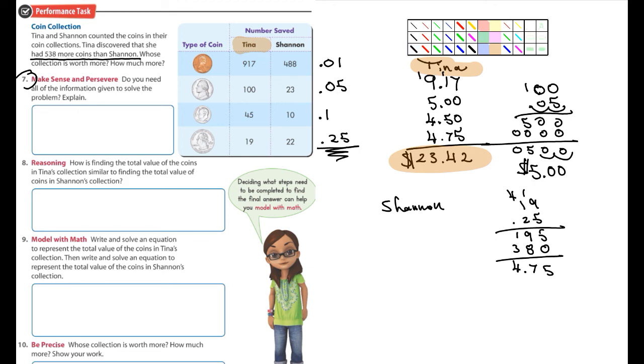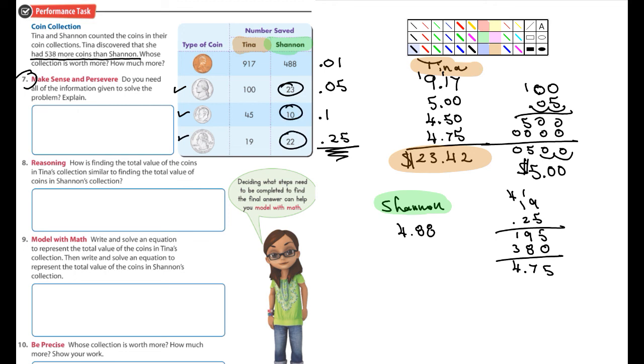And I'll just do Shannon in green here. But I'm not going to do it all. Shannon, she's got, I'll do the first one here. The penny's the easy one, $4.88. So now you have to figure out the nickels, the dimes, and the quarters for Shannon.